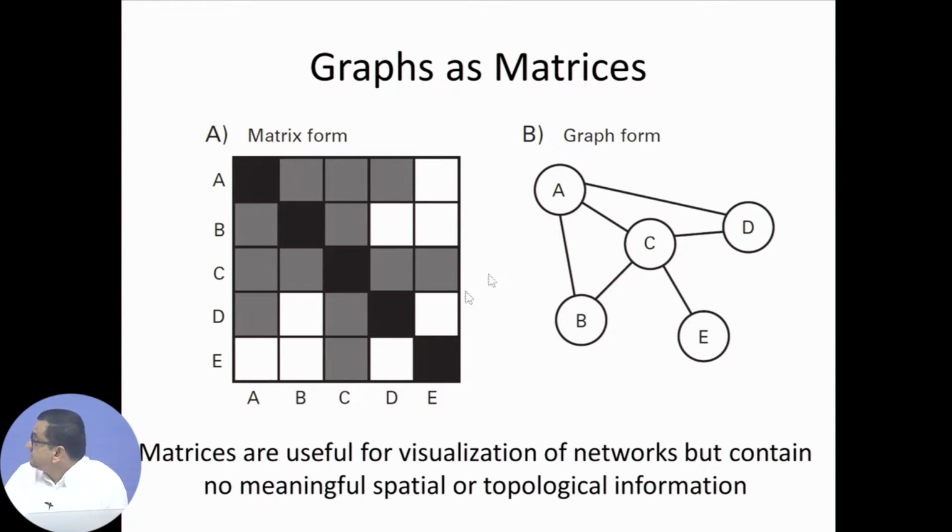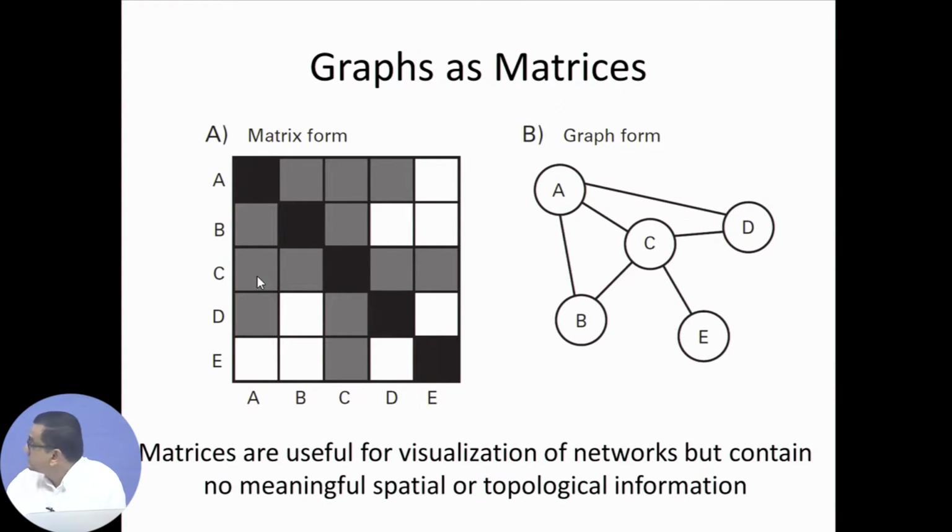Suppose we take a simple case here. There are 5 nodes, A, B, C, D, E. This is a square matrix, 5 by 5. The diagonal is not interesting, because diagonal means how much A is connected with A, so it's not very informative from the network point of view. What you find here is that a gray square means A is connected with B. Here A is connected with C. So any gray square at intersection IJ means node I and node J are connected.